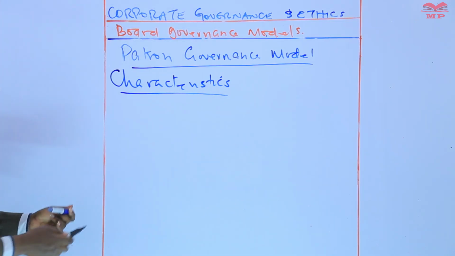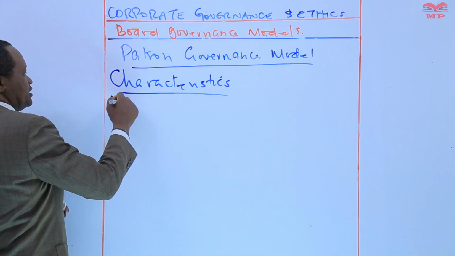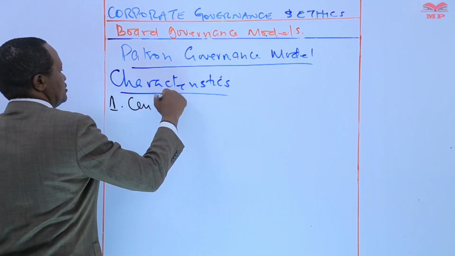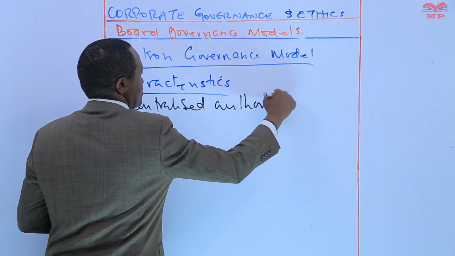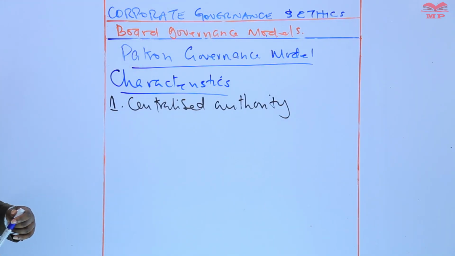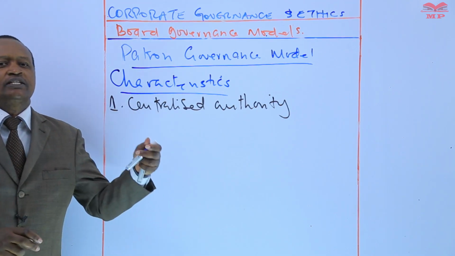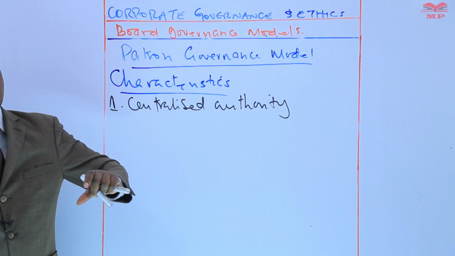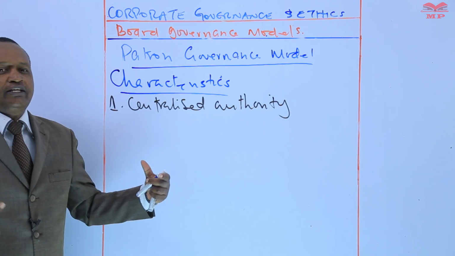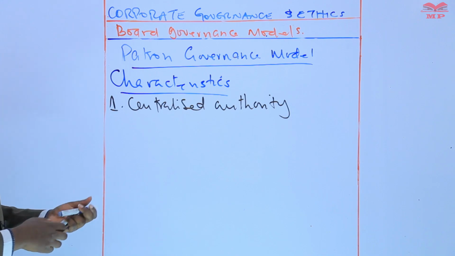The first obvious characteristic is centralized authority. The patron holds centralized authority over the decision-making process within the organization, and they often have the final say in major decisions. That's the first characteristic.